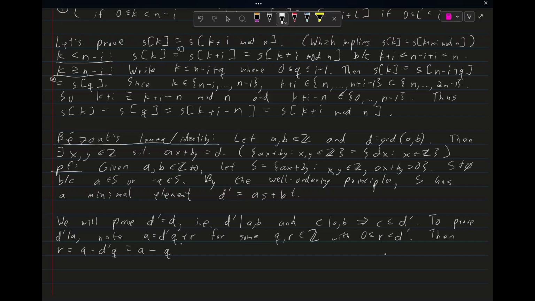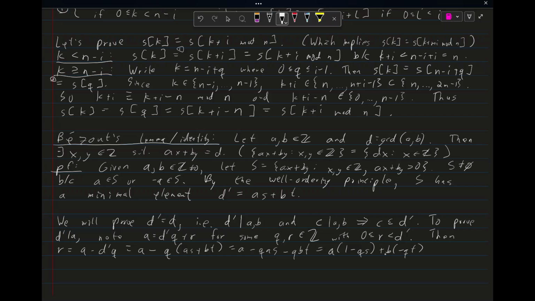And what is D prime again? We know by definition this is AS plus BT. And then we can rearrange these things. So multiplying it out, A minus QAS minus QBT. So then this is going to be A times (1 minus QS) plus B times (minus QT).